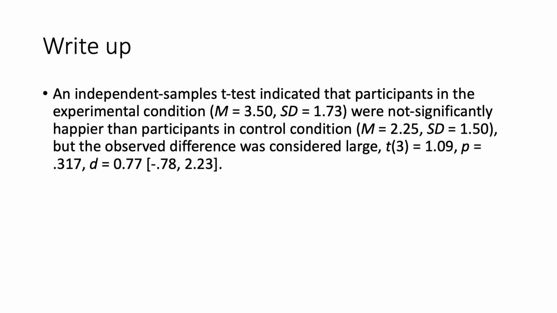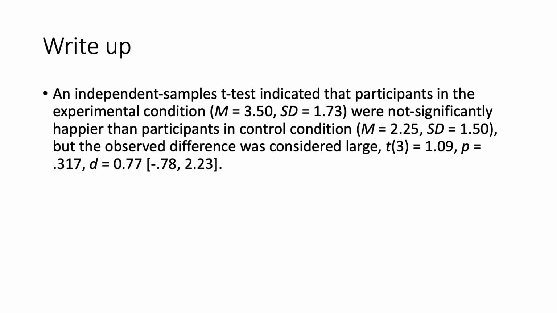When we are reporting our output, we simply write an independent samples t-test indicating that participants in the experimental condition, means and standard deviations, M and SD italicized, were not significantly happier, so I'm referring to the p-value there, than participants in the control condition, M and standard deviation for the control condition, italicized. But the observed difference was considered large. That's a nod to the effect size. t with 3 degrees of freedom, you'll see that in the output, df, degrees of freedom, equals 1.09. Your p-value equals 0.317.